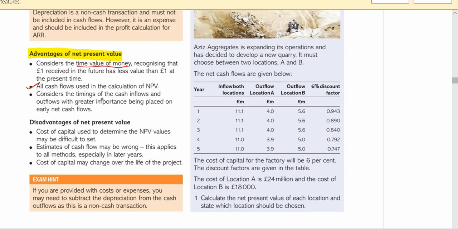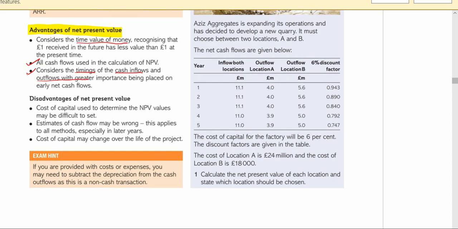It considers the timing of the cash inflow and outflow, with greater importance being placed on early net cash flow. So the timing of the cash received and cash paid out is important in net present value, whether we are receiving the cash flow over a larger number of years or over fewer years.